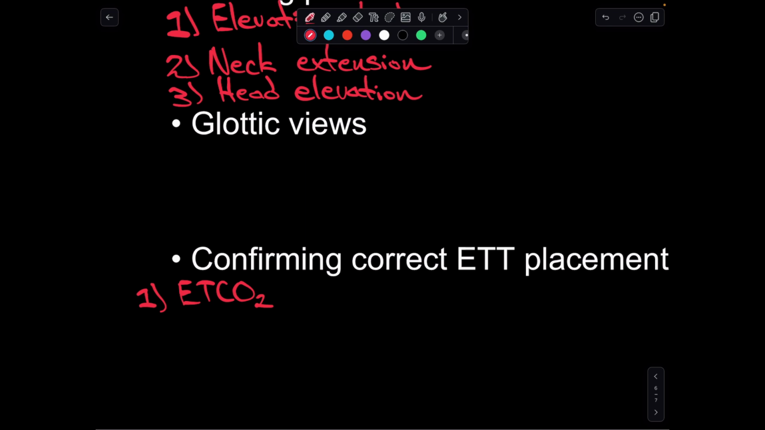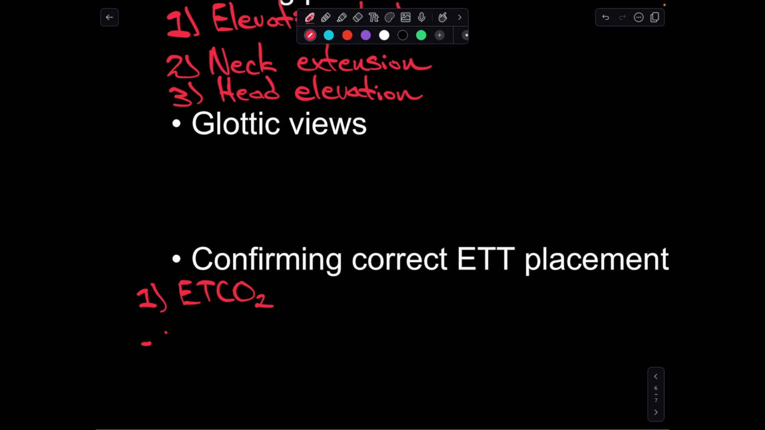I've had an attending, Dr. Nesbitt in Rapid City, tell me, you can watch for fog, chest rise, breath sounds, all these different things, but if I'm not getting end tidal CO2, I don't care. I'm not feeling settled. We need to look and try to figure out what's going on. The other ones are kind of secondary or more clinical ways of confirming good endotracheal tube placement.